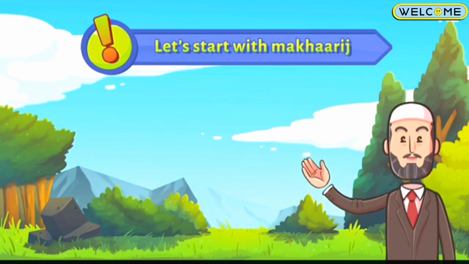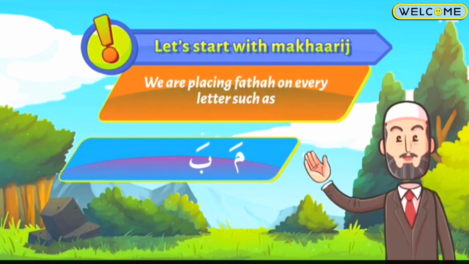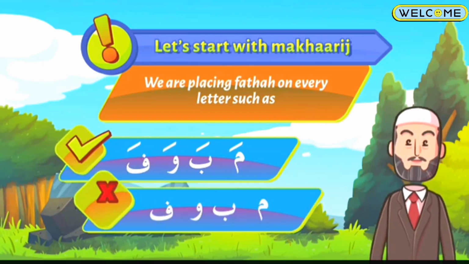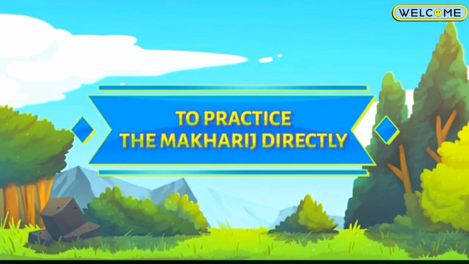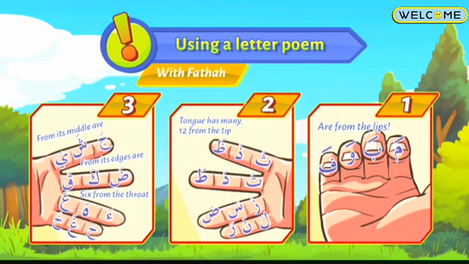Let us start with makharij now. We are placing fatha on every letter, such as ma, ba, wa, fa. And we are not saying meem, ba, waw, fa, why? To practice the makharij directly, as we say these letters. And also, we want to use a letter poem with fatha sounds to start with.